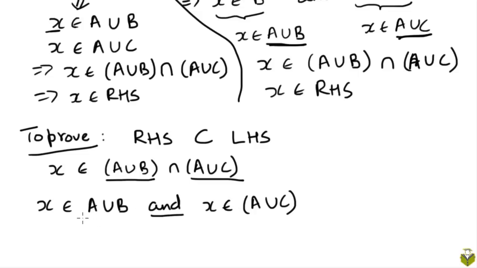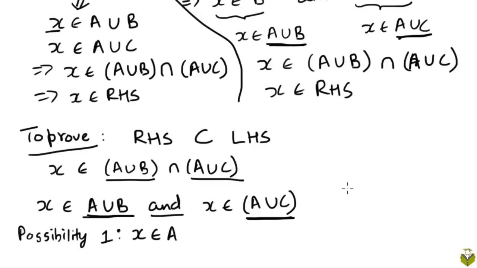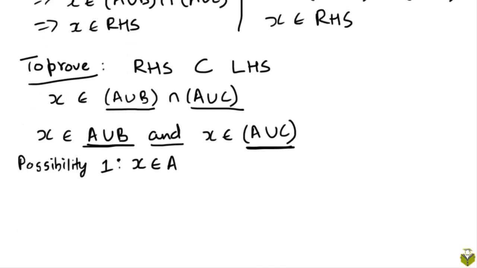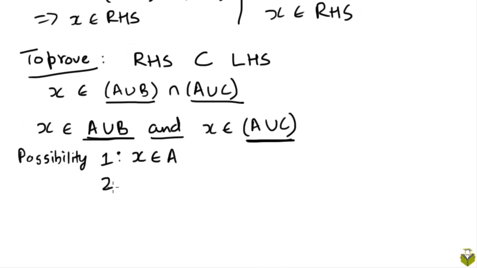Now, one of the ways in which X could belong to both of these sets is by being an element of the set A, because if X is an element of A, then it explains why X is an element of A union B as well as A union C. So possibility 1 is that X is an element of A, because of which it belongs to both of these sets. The other possibility is that X does not belong to A.